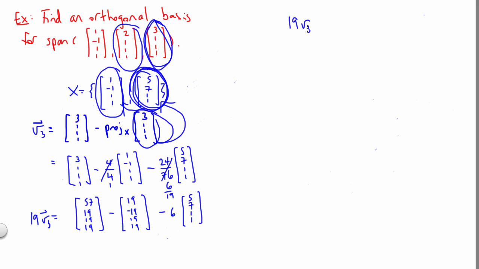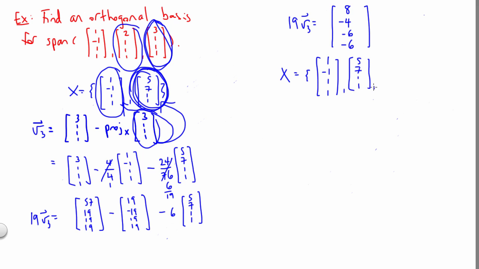All right, so let's work out what 19v3 looks like. We've got 57 minus 19 minus 30 gives us 8. 19 plus 19 minus 42 gives us negative 4. And then 19 minus 19 minus 6 gives us negative 6, and that fourth component comes out to negative 6 as well. All right, so our basis after this step then consists of the vectors 1, minus 1, 1, 1, 5, 7, 1, 1, as well as this new vector that we've just produced, 8, negative 4, negative 6, negative 6. Now, you may have chosen to scale this. You might have divided each of the components through by 2. So if you used 4, negative 2, negative 3, negative 3 instead, that would be fine here.